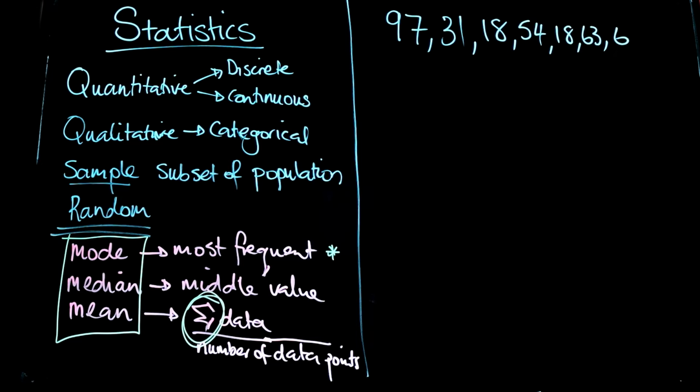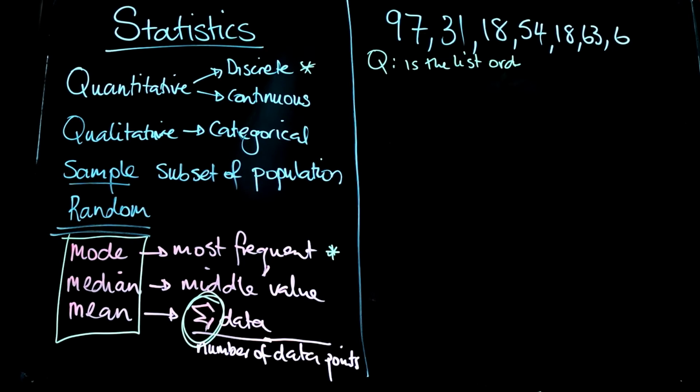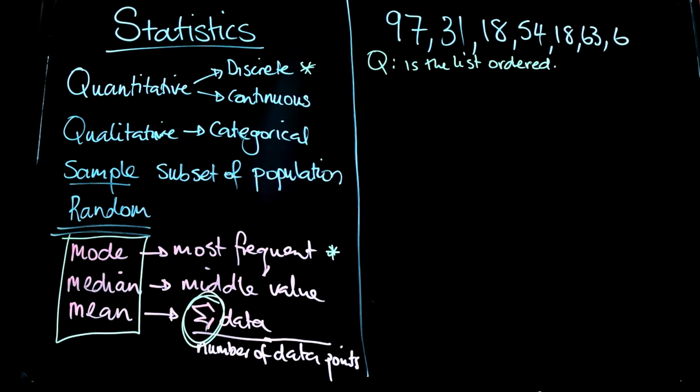If we had to think about what these numbers are, well, if they're measurements, they would be some sort of discrete quantitative data. And the first question I ask myself is, is the list ordered? That's really important. So one of the first jobs we need to do here is put it in ascending order from smallest number to largest. That's really useful, and that's the best way to work.